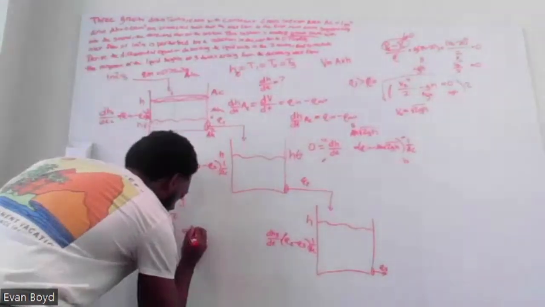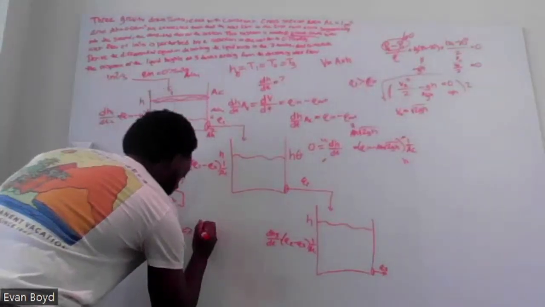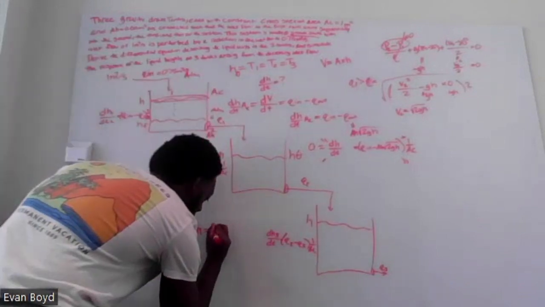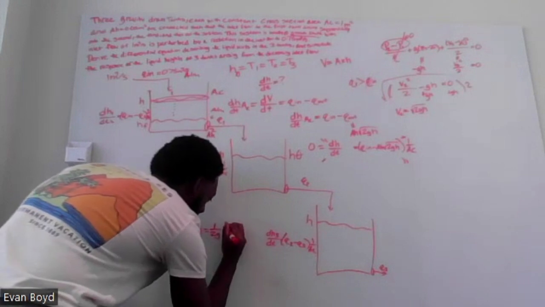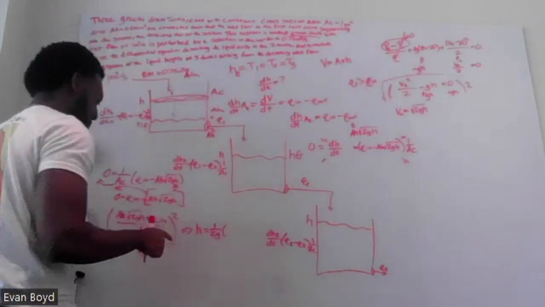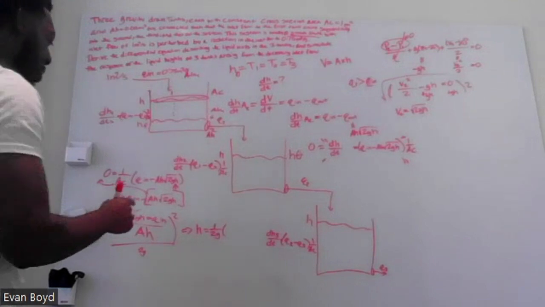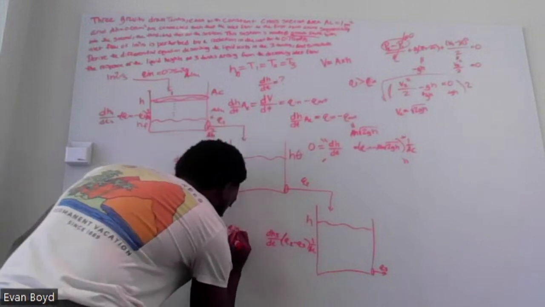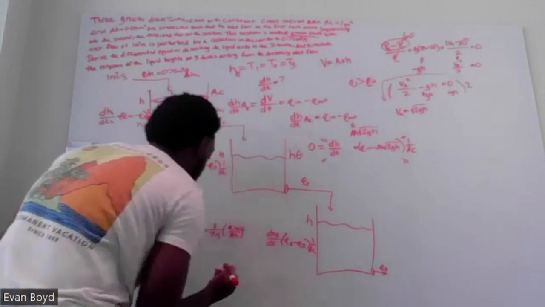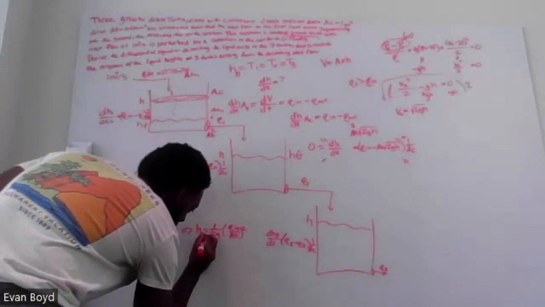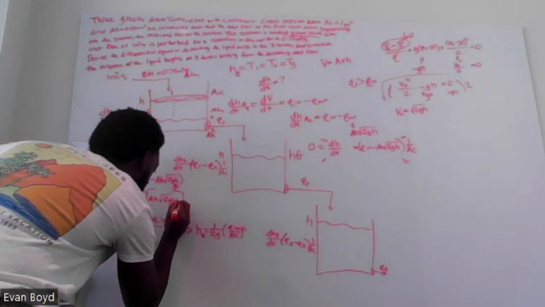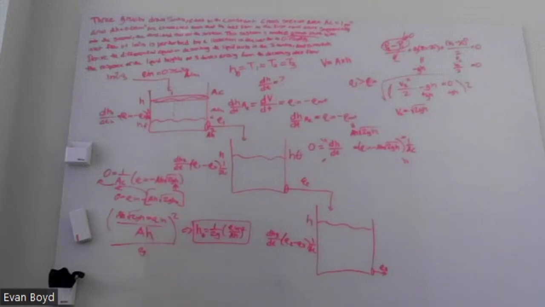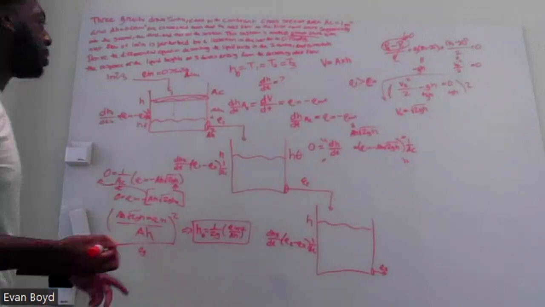And this will be, drum roll please, h is equal to 1 over 2g times the flow in divided by the area of the hole, squared. Okay, so this is our initial height. This is our initial height.